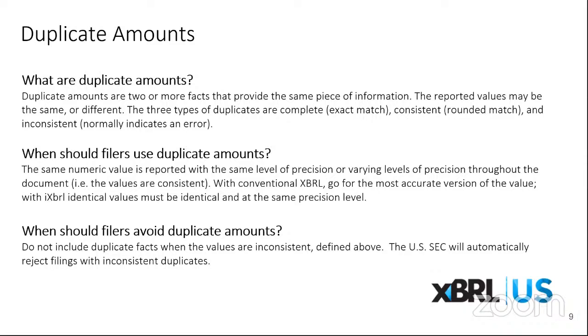And you want to avoid using duplicate facts when you have inconsistent amounts. For example, if you have two amounts that would round differently, 5.7 would round to 6, so you can't say you have 5 million in your notes somewhere else, because that wouldn't round correctly. So you have to avoid using incorrect rounding and having inconsistent duplicate facts. If you have duplicate facts that are inconsistent like that, that will throw validation errors when you file the document to the SEC.